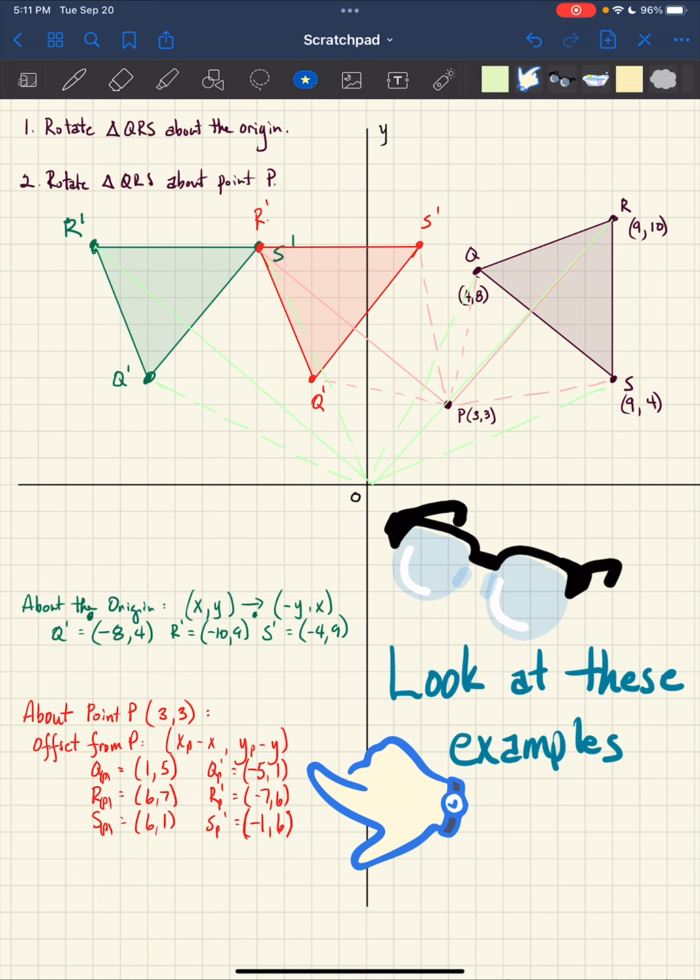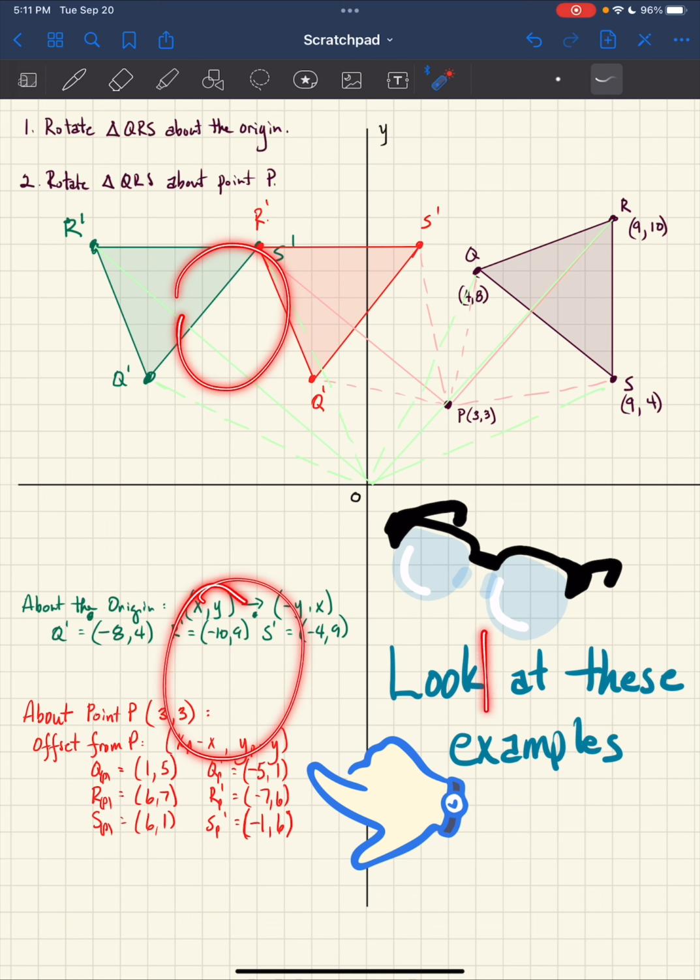Obviously, if we do that, we're going to see that 90 degrees is going to be over here in quadrant 2. It's not going to send us somewhere down here in quadrant 3 or down here in quadrant 4.